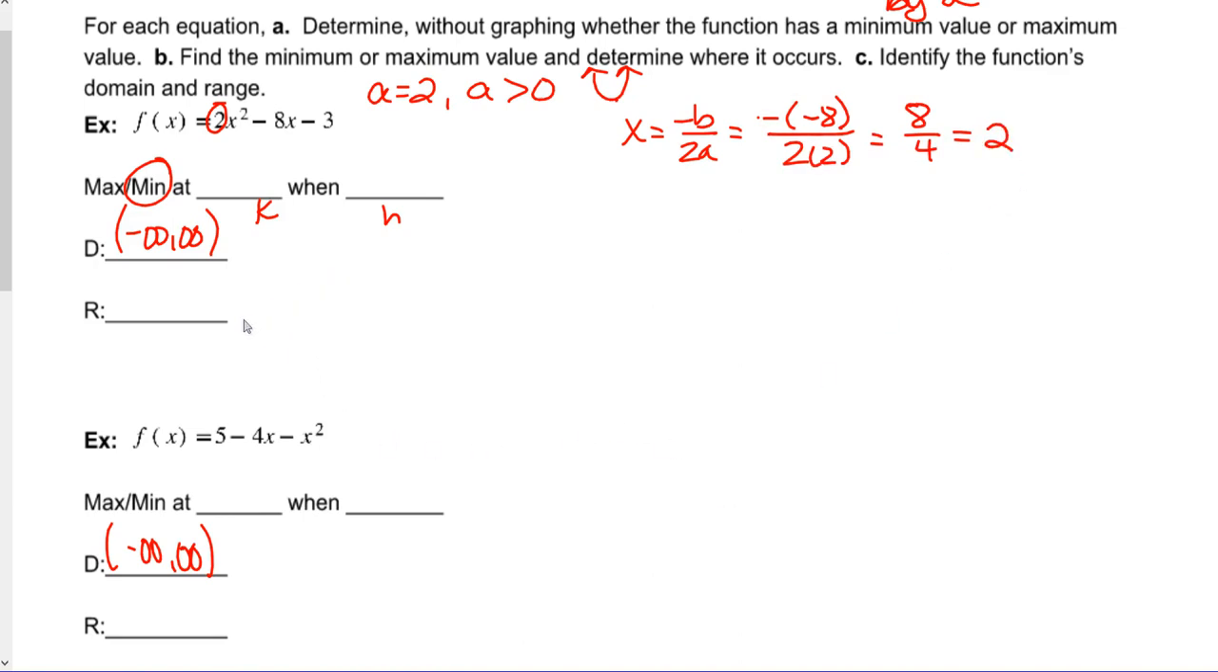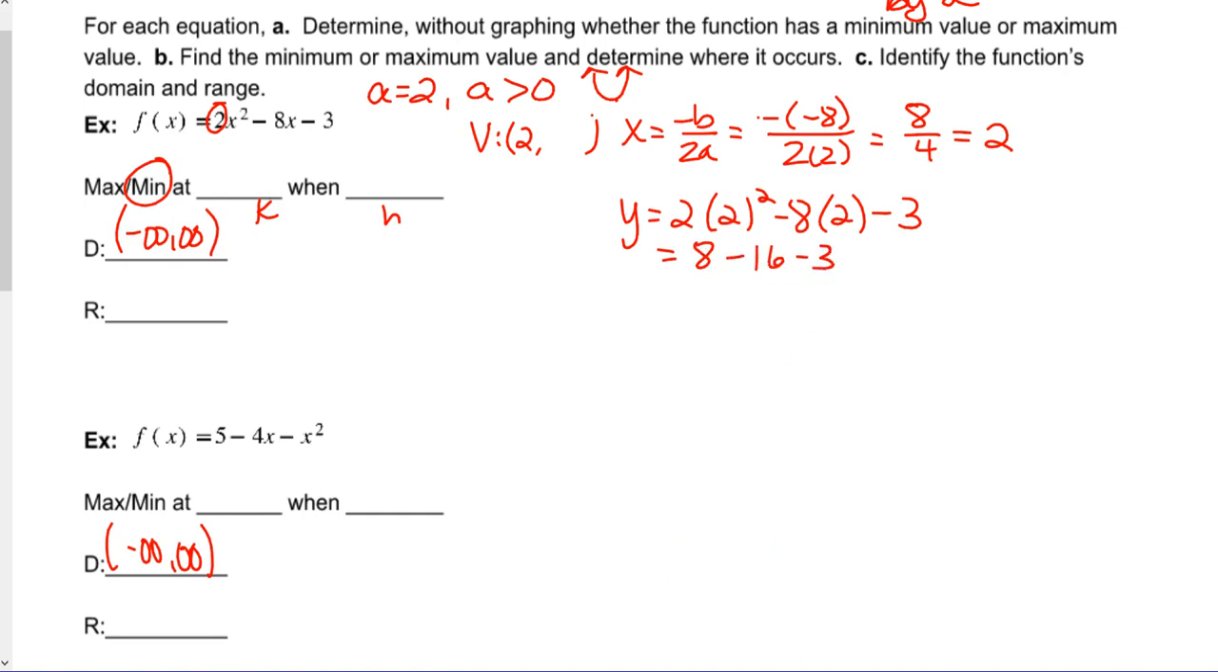So if I added a piece here just for my vertex, we have 2 is the x value, but what is the y value? I now need to determine the y value from my function. Put in 2 for an x. Square it, multiply by 2, then I'm going to subtract 8 times 2 and then subtract 3. So this becomes 2 squared, which is 4, times 2 is 8, minus 16 minus 3. And if I do that, I end up with negative 11. So the vertex for this parabola is at 2, negative 11.